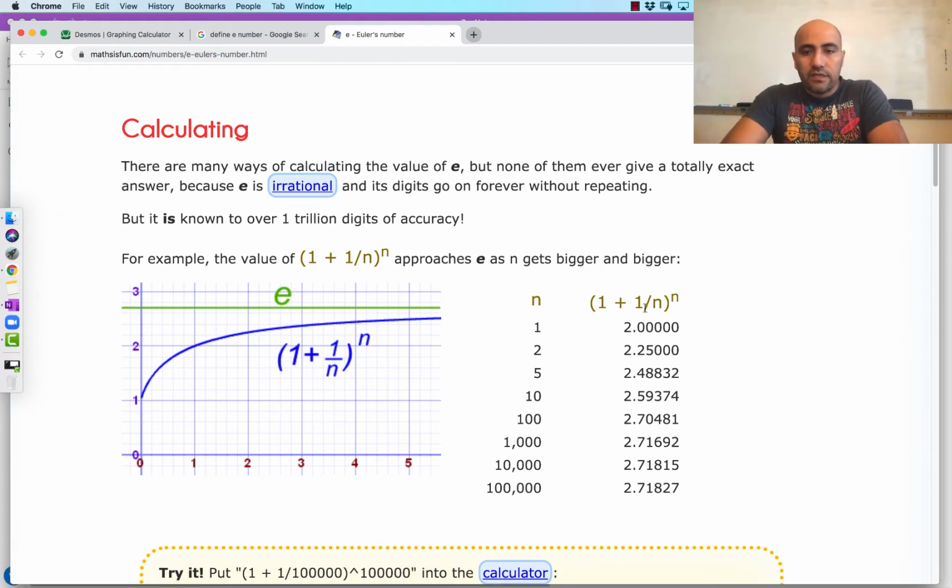So we have the formula for it, right? We have 1 plus 1 over n to the power of n, and we're interested in seeing what happens as n grows toward infinity. So we have a nice table here with 1, 2, 5, and they jump to 10, 100, 1,000, 10,000, 100,000, and we see the resulting outputs are getting larger and closer to the number we know to be E. And then we have a nice little graph for it as well. So we see that the numbers are growing, and they're always going to be approaching this green bar, this horizontal asymptote, and that value is the value of E.